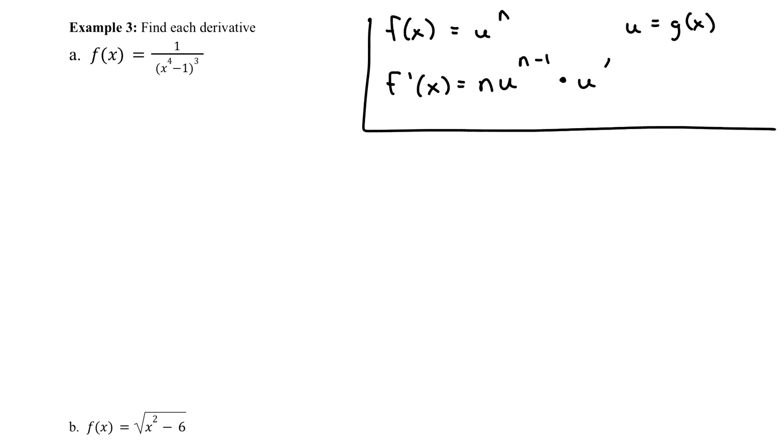The first problem we've got here is f of x equals 1 over x to the fourth minus 1 raised to the third power. So here you might look at that and say, that doesn't really look like u to the nth power. That looks like 1 over u to the nth power. But remember that we've got those exponent properties that say I can take an exponent that's in the denominator, I can bump it up to the numerator, I just have to make it negative. So this I can rewrite as x to the fourth minus 1 raised to the negative 3 power.